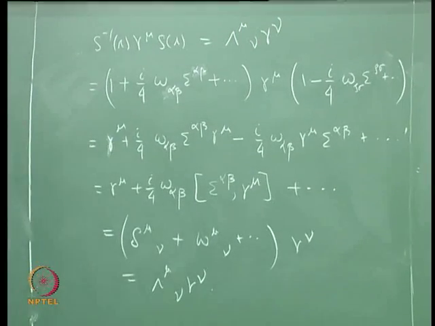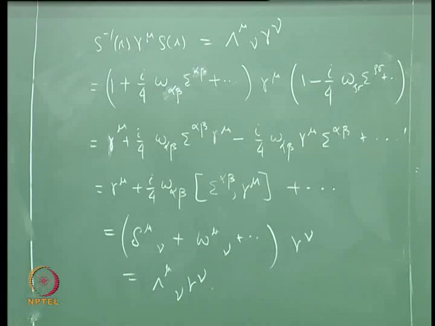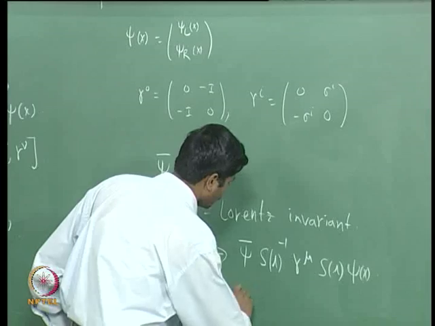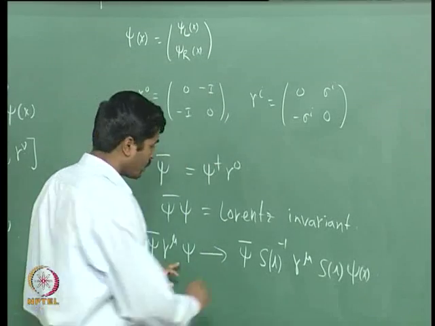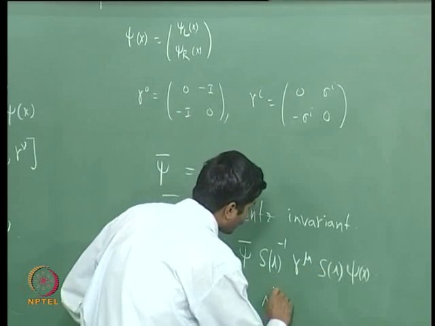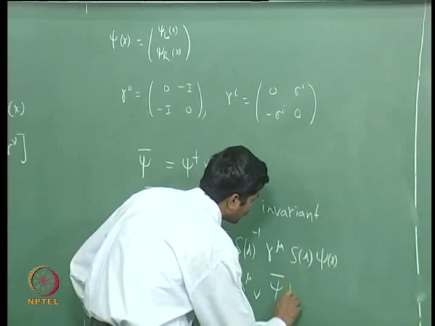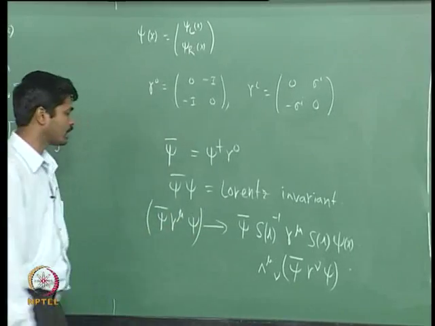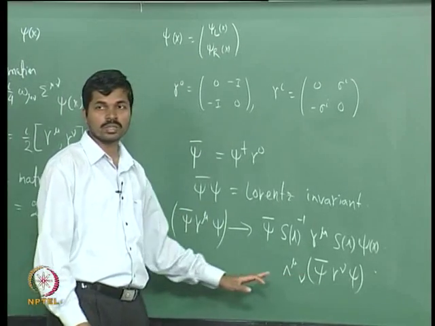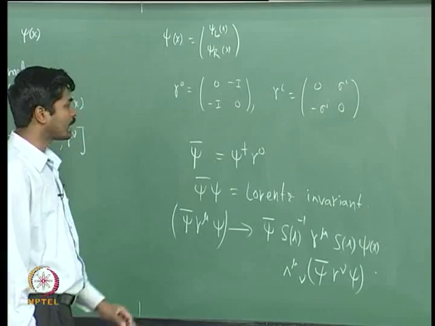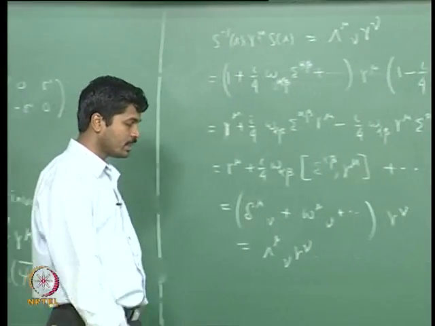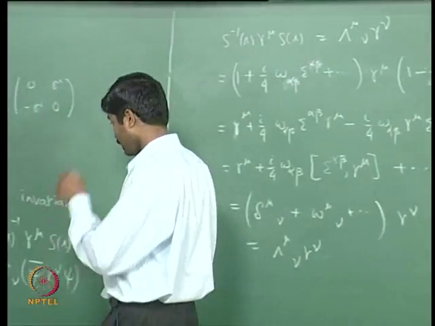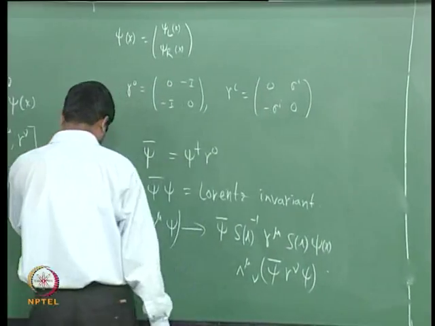Therefore, this object here, psi bar gamma mu psi, under a Lorentz transformation goes like a vector, because this quantity is nothing but lambda mu nu psi bar gamma nu psi. So, therefore, this is a vector under Lorentz transformation. Similarly, we can construct tensors and pseudo scalars, pseudo vectors and so on under Lorentz transformation.